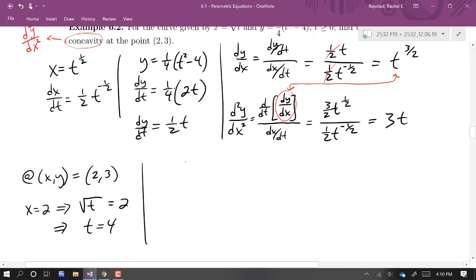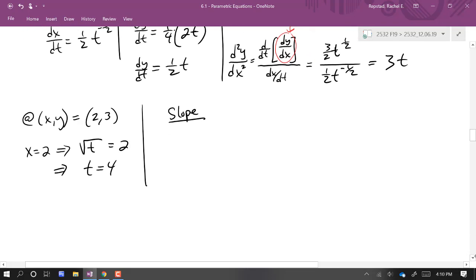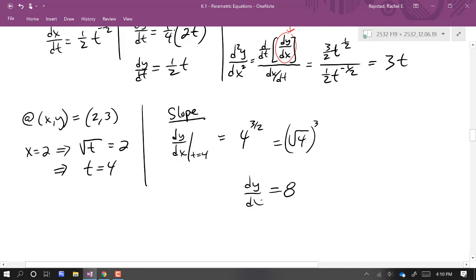And so now we can find the slope. So we're going to find dy/dx at t equals 4. And our dy/dx was t to the 3/2, so that's 4 to the 3/2, so square root of 4 cubed, 2 cubed is 8. So certainly it's increasing.